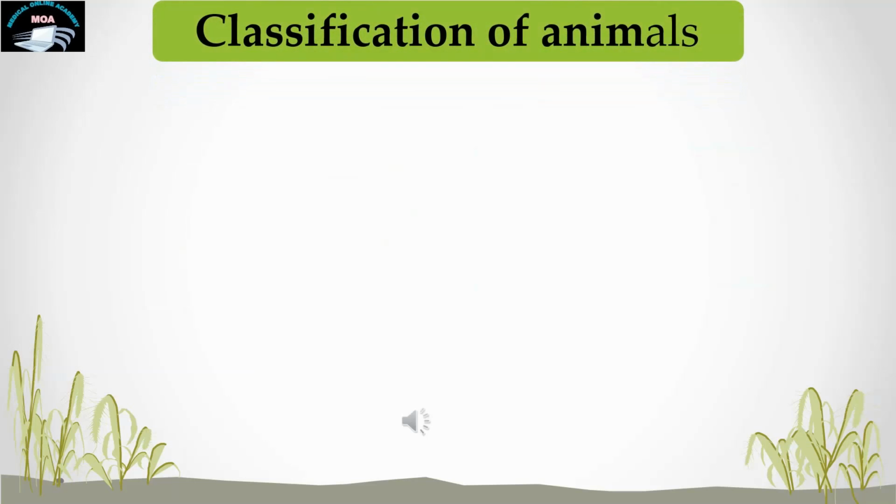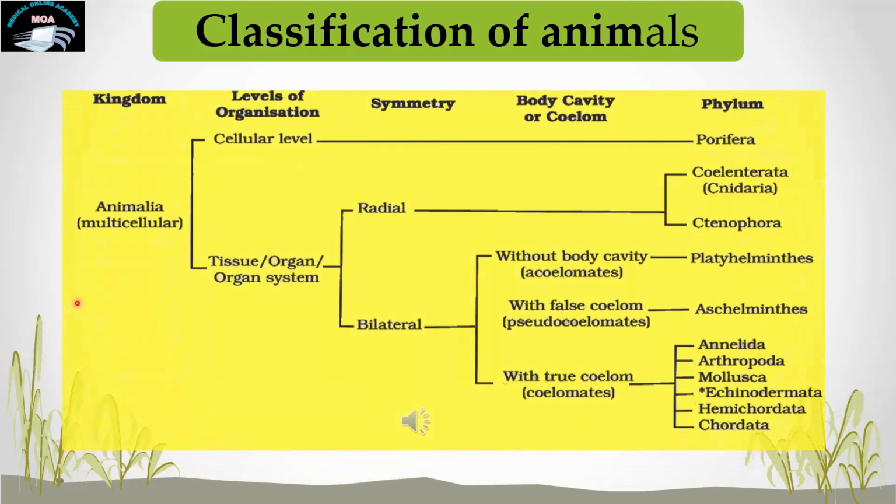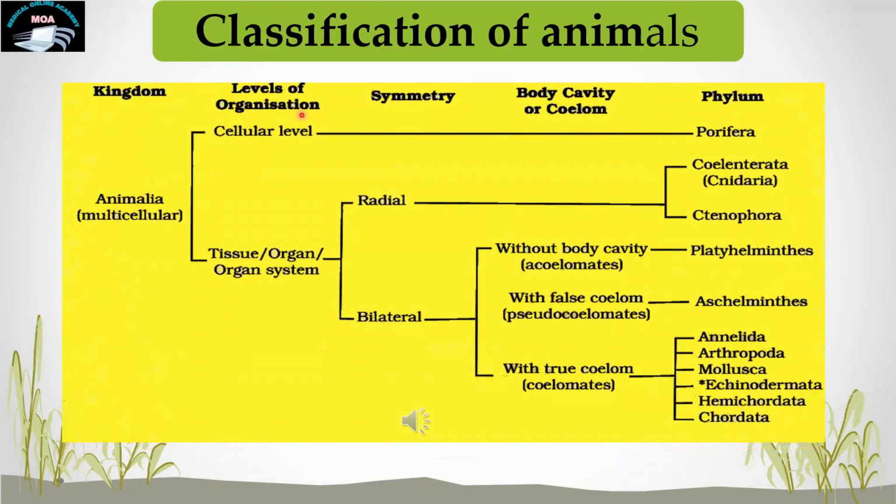Classification of animals. Kingdom Animalia. Based on level of organization, animals are classified into 2. 1. Cellular level and 2. Tissue, organ system level. Cellular level organization have only one phylum, that is, porifera. Tissue, organ system level are classified into 2, based on the symmetry. They are: 1. Radially symmetrical and 2. Bilaterally symmetrical. Radially symmetrical have 2 phyla, they are: 1. Cnidaria and 2. Ctenophora.